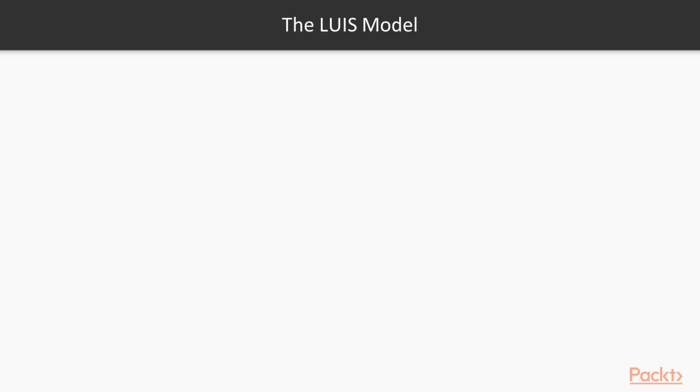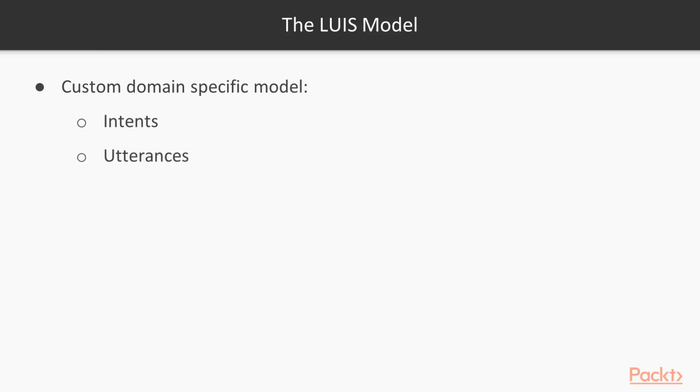A LUIS application consists of a custom domain-specific model. This is the brains of your application and is composed of 3 key things: intents, utterances, and entities. It's very important to spend some time designing your model correctly and really think about how your user will interact with your application. Now, Microsoft does provide pre-built domains that you can use. These can be used as a starting point to your application and can be completely customized to suit your needs.